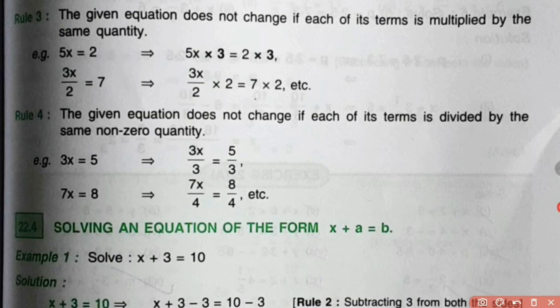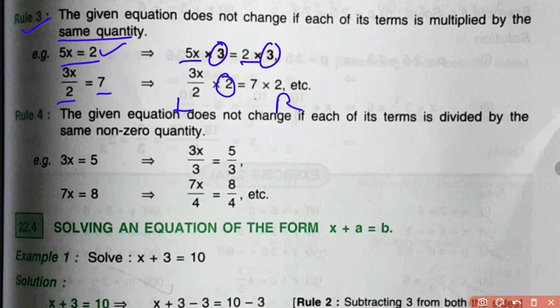So coming to the next rule, which is rule number 3. The given equation does not change if each of its terms is multiplied by the same quantity. For example, 5x equals 2 is an algebraic equation. So if I multiply 5x and 2 by the same number, that is 3, then the equation will not change, right? It remains the same. Another example is 3x upon 2 equals 7. If I multiply both the sides, that is left side and right side, by the same number 2, the equation does not change.